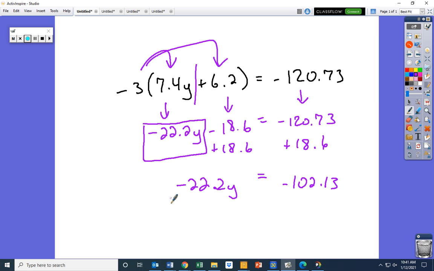What do you think a mistake people might make right here is? If you added 22.2y, would that work here? No, you can't undo multiplication with addition, can you? So I'm going to divide each side by negative 22.2. What do you notice? I'm dividing a negative by a negative. What's that going to give me? A positive. And when you divide that, you get a super long number, don't you? We'll round it to 4.6.